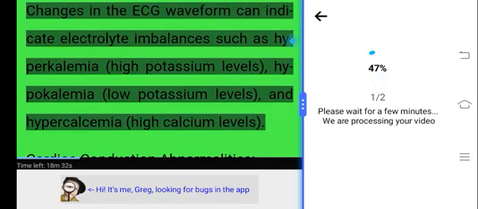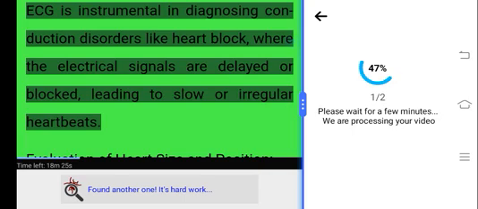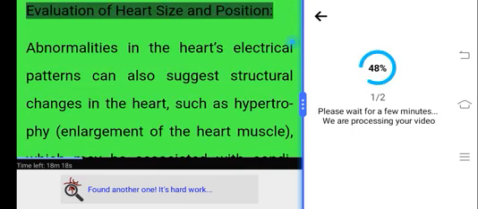Electrolyte imbalances. Changes in the ECG waveform can indicate electrolyte imbalances such as hyperkalemia, high potassium levels, hypokalemia, low potassium levels, and hypercalcemia, high calcium levels. Cardiac conduction abnormalities. ECG is instrumental in diagnosing conduction disorders like heart block, where the electrical signals are delayed or blocked, leading to slow or irregular heartbeats.